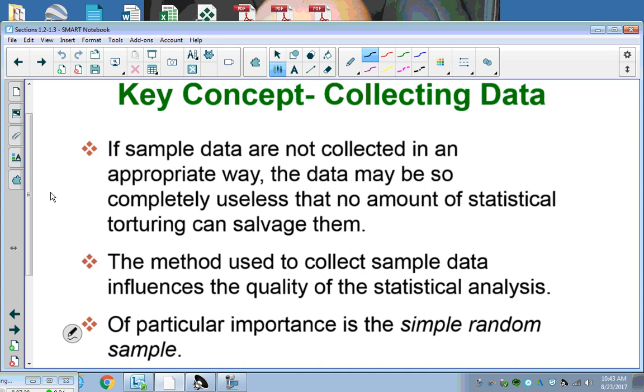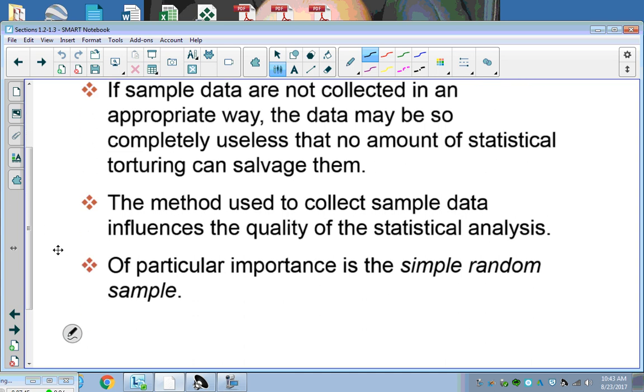We talked about this yesterday as well. I don't care if you don't get a good sample, if you don't collect good data, nothing we do to it will save it. It's just bad. Nothing you can do to it is going to save that data. The method used to collect it has got to be of high quality.